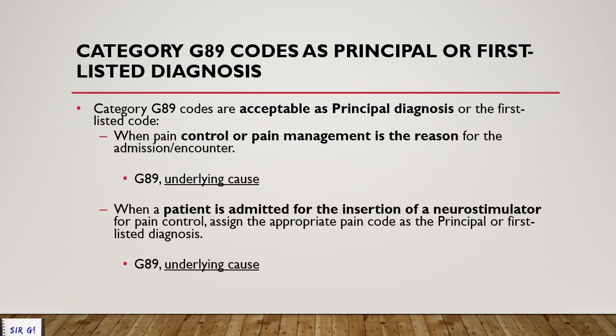Another, when a patient is admitted for the insertion of a neurostimulator for pain control, again, this is for pain control, because the purpose of your neurostimulator is for pain control. So even if they say that the patient came in for a neurostimulator, it is automatic that the purpose of that is for pain control. Code first G89. So a very important note in your book should be, if the reason for encounter is pain control or pain management, G89 first.